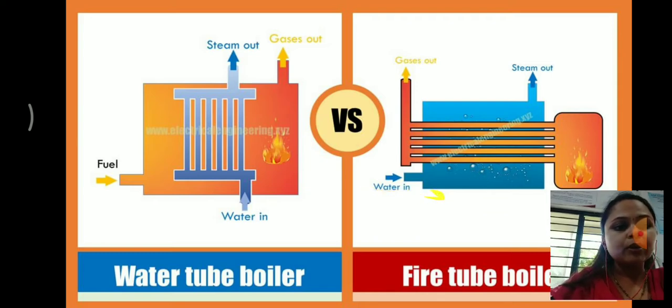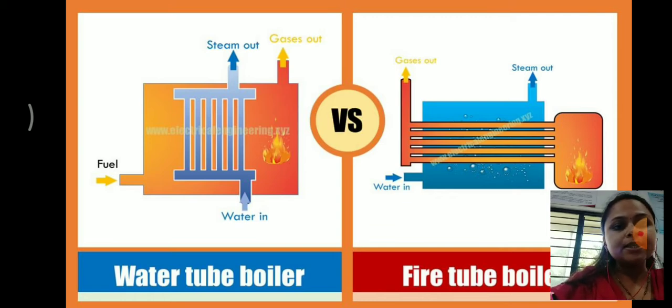From here we can see water is entering into this shell, and here the heat transfer takes place between the flue gases and the water. The water gets heated and is converted into steam, and this steam is removed from this upper area. Finally the flue gases are removed through this tube and go to the smoke box, and through the chimney they are removed to the atmosphere.